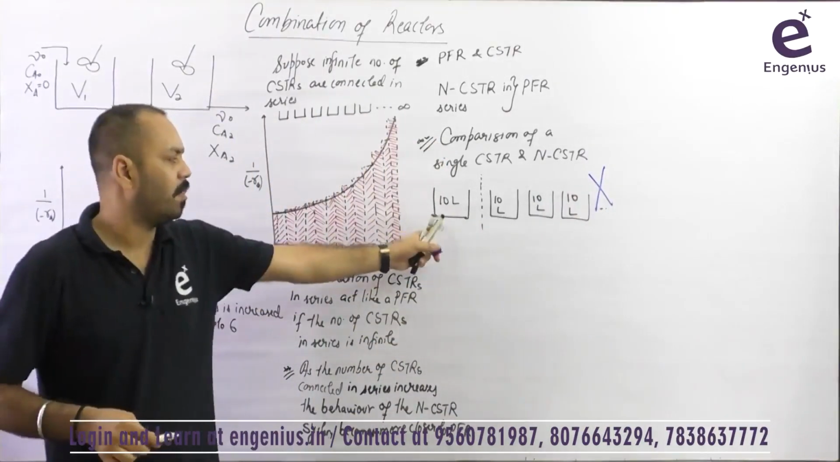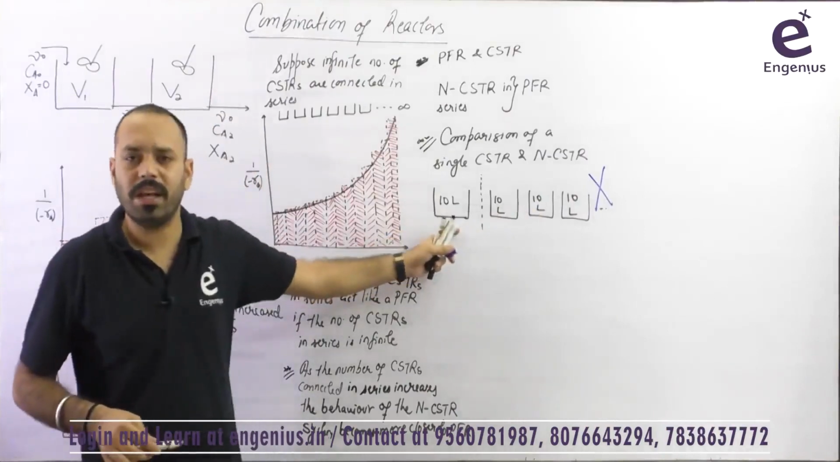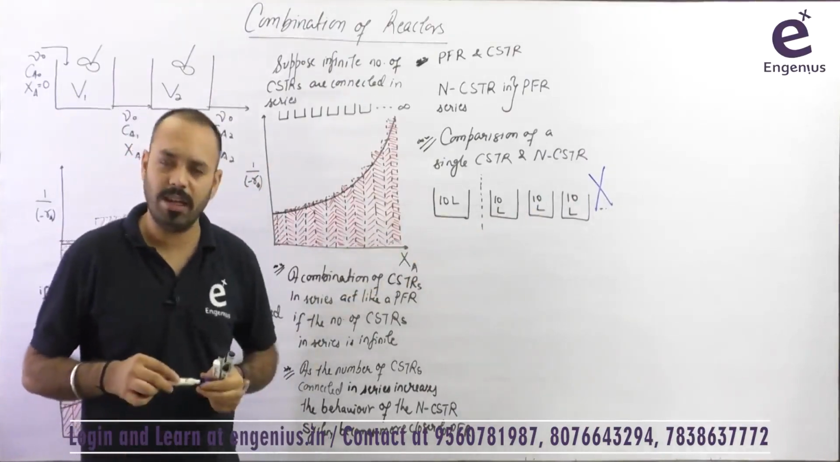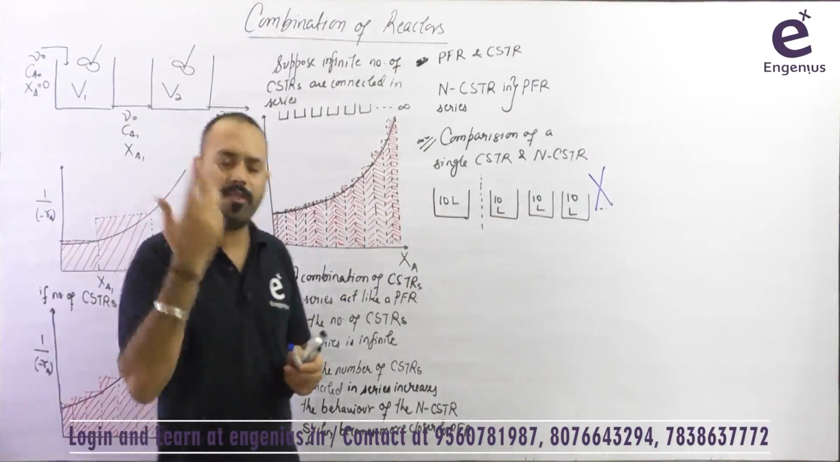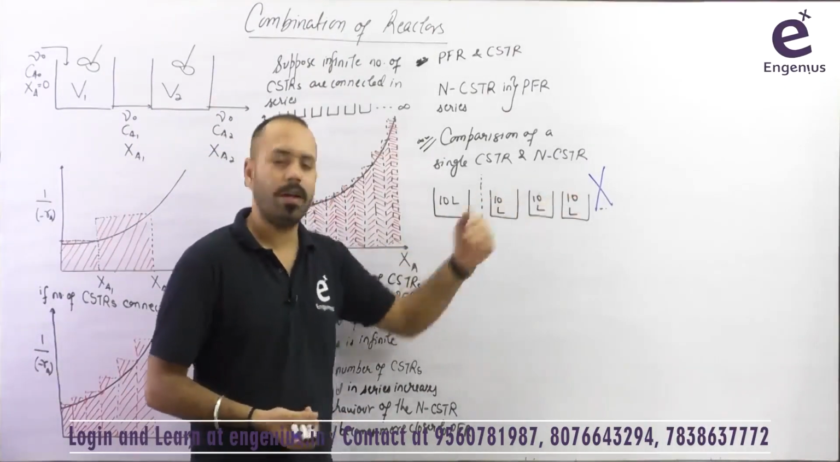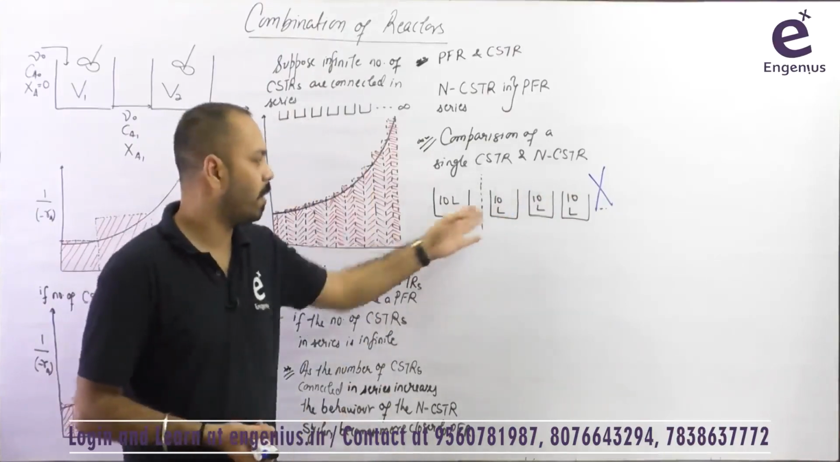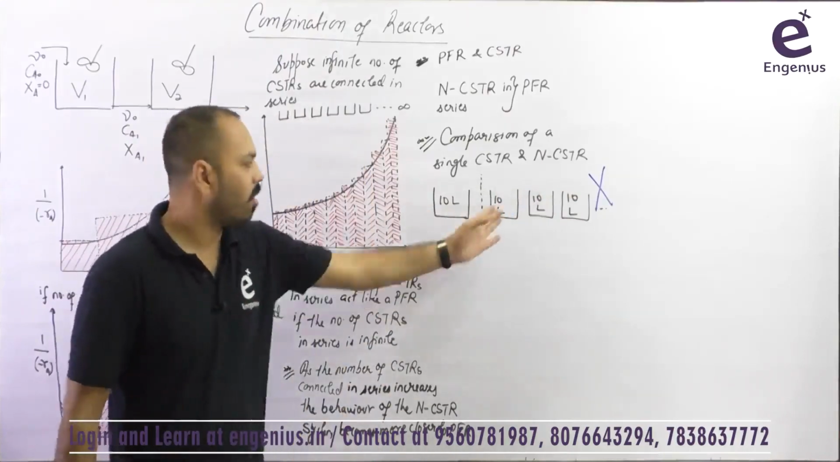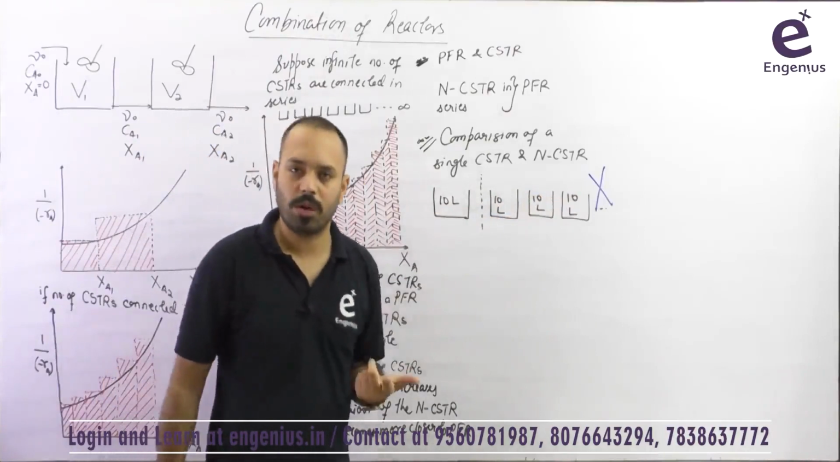ये तो भाई इसके साथ में आपने justification नहीं किया ना. You are taking a single CSTR of 10 liter and you are taking 3 CSTRs of 10 liters. Definitely it is better. There is no case when this is not better. Whatever be the order, this will be better than this. बिकॉज यू आर गिविंग मोर वॉल्यूम एंड मोर वॉल्यूम लीड्स टू मोर कन्वर्जन.